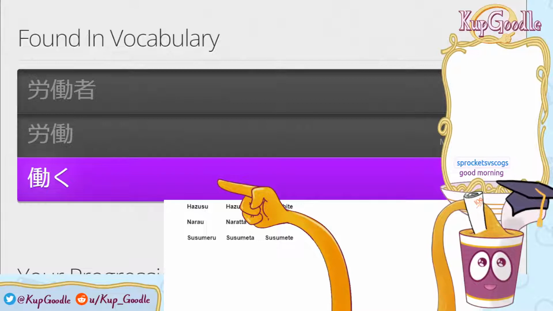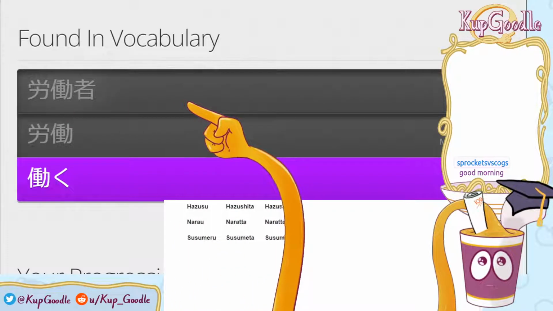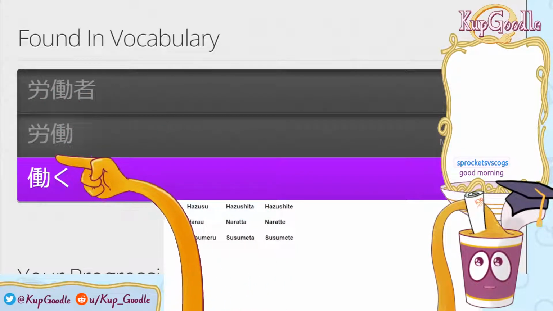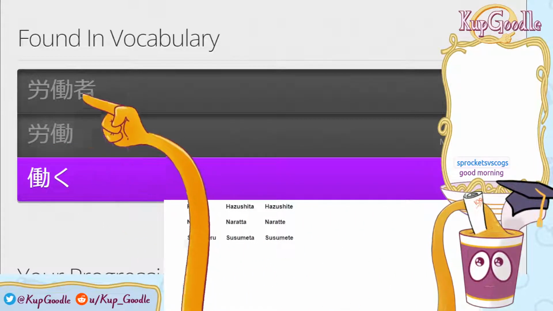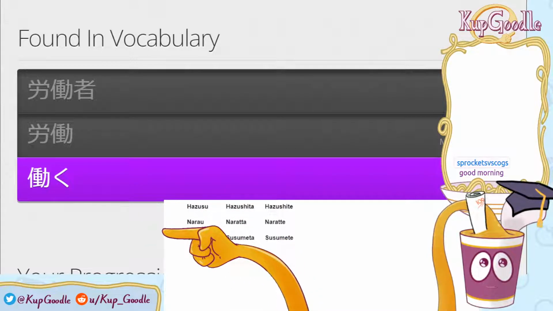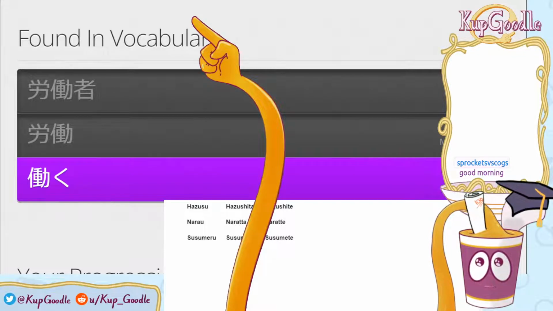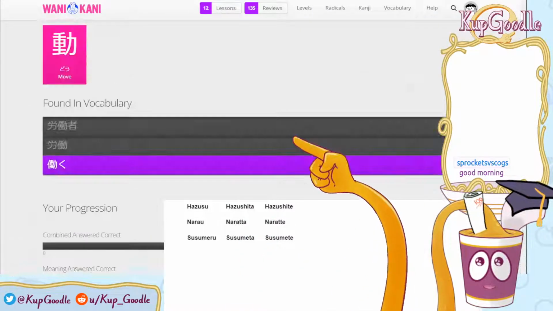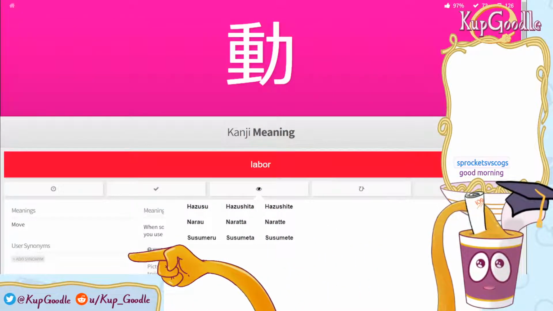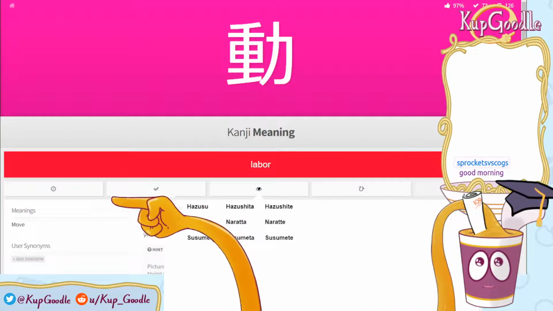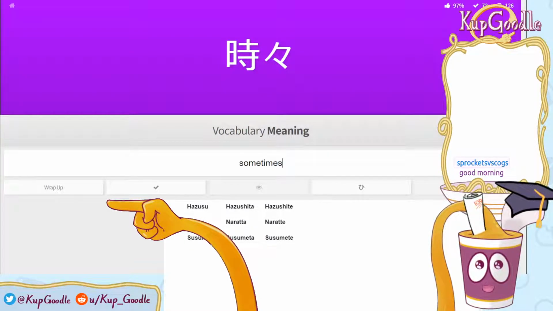Work only has these three. There's a laborer, which is rodosha, like labor work person. Manual labor is rodo. Labor work person, and to work. Those are the only ones with those. Hataraku. All right. 1, 2, 3, 4, 5. Make that smaller. So that one is move. That one is move. There's no leader. Tokidoki. That is sometimes, from time to time.